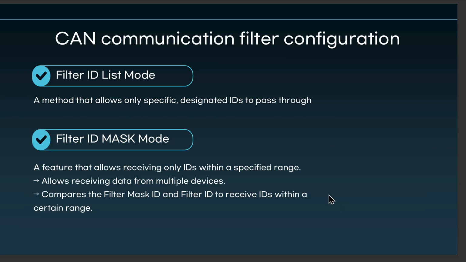The next setting is the communication filter. There are two filter modes in CAN communication, filter ID list mode and filter ID mask mode. Filter ID list mode allows only specific IDs to pass through. Filter ID mask mode allows IDs within a specified range to be received. Since CAN communication is often used with multiple devices, mask mode is generally preferred for its flexibility and handling a range of IDs.